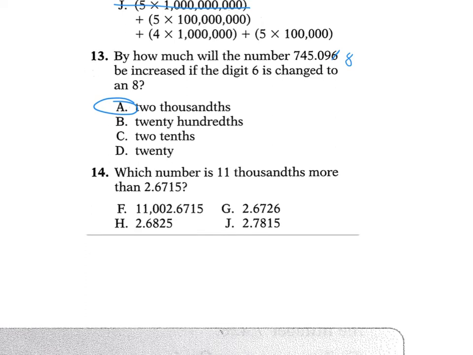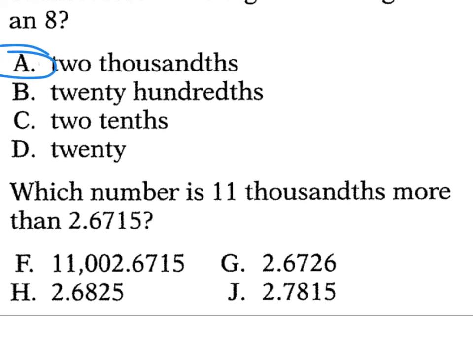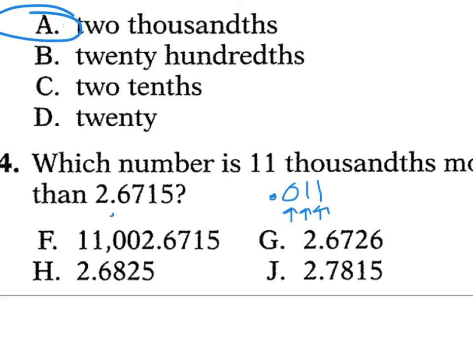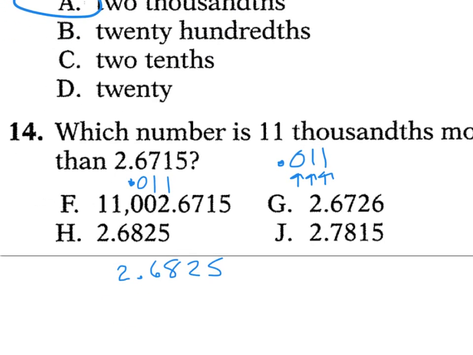So 14, which number is 11 thousandths more than 2 and 6,715 10 thousandths? So here, 11 thousandths would be written as 0.011, because this would be our tenths, this would be our hundredths, and this would be our thousandths. So this would be 11 thousandths. So to increase, we would put our decimal in line and then 0.011, and we would just add the two together. So this becomes 2.6825, which is the same as H.